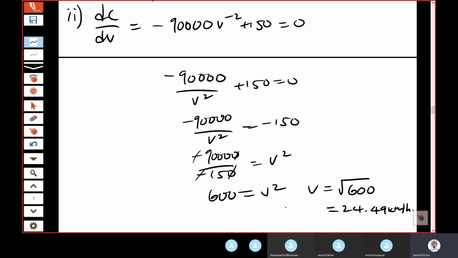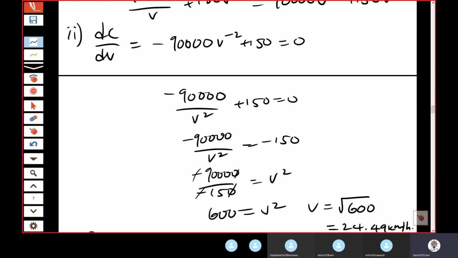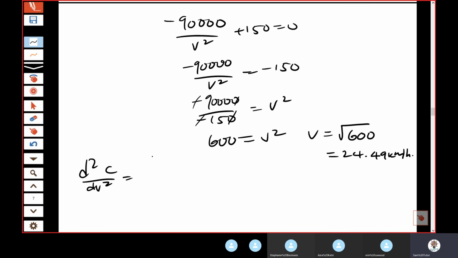We're going to show that it's a minimum. So you're not done. Be careful. d squared C on dV squared. Differentiate this again, so it becomes positive 180 V to the negative 3, and that's it. Sub in a positive number, that's going to give you greater than 0.